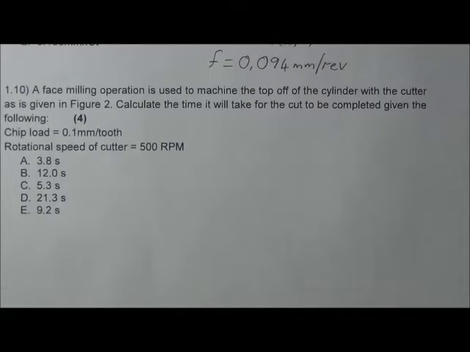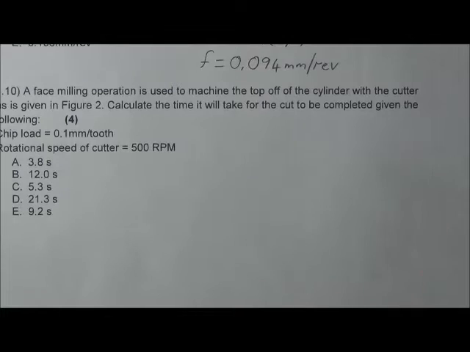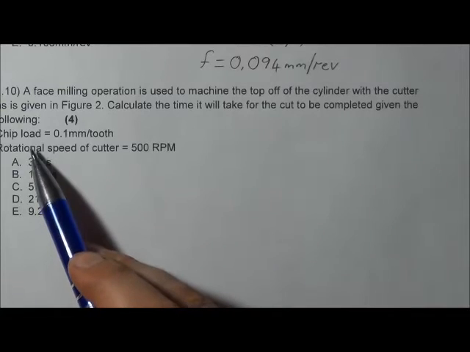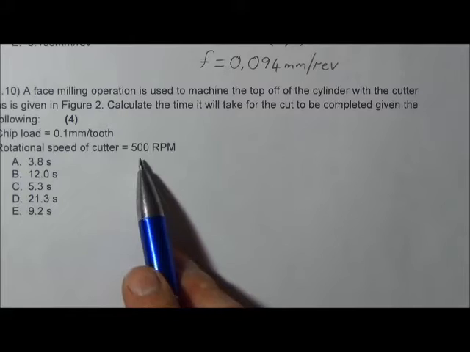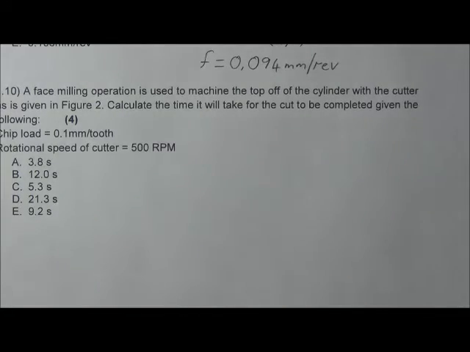Then the last question, question 1.10, says a face milling operation is used to machine the top off of the cylinder with the cutter as given in figure 2. Calculate the time it will take for the cut to be completed given the following: a chip load of 0.1 millimeters per tooth and a rotational speed of 500 revolutions per minute.